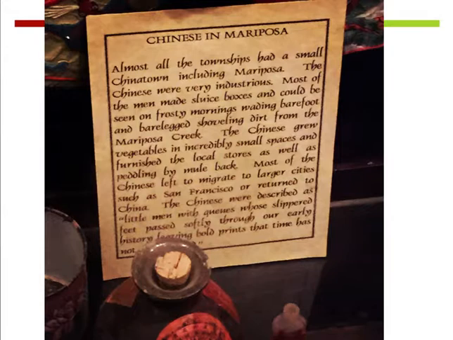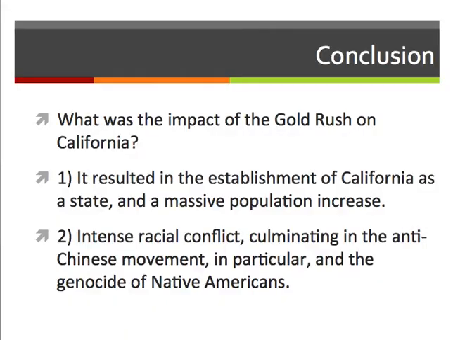There's also this area that talks about the Chinese, which is like the Miwok village, segregated from the other parts of the museum. So this sign says, quote, "Most of the Chinese left to migrate to larger cities such as San Francisco or return to China," unquote. As you'll see in the reading, this should read instead, quote, "They were violently driven out." But it does not acknowledge the violent past.